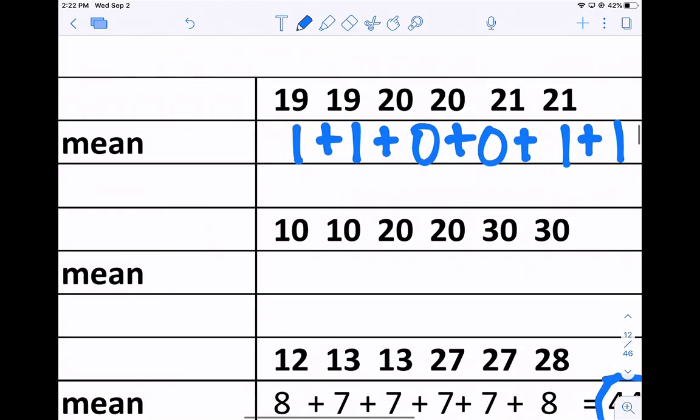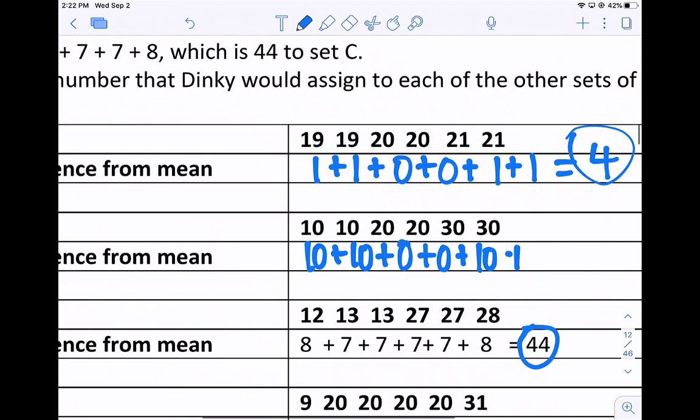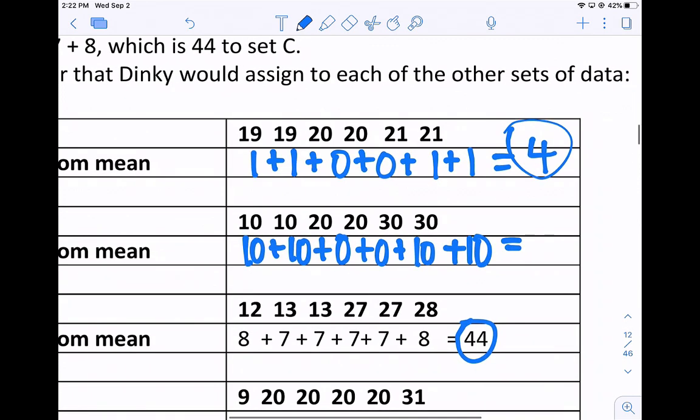Again, you're looking at distance from 20. So how far is 10 away from 20? Well, that's 10. How far is 20 away from 20? Well, that's 0. How far is 30 away from 20? And that's 10. Okay, so if we add up set B's numbers, set B has this number of 40.